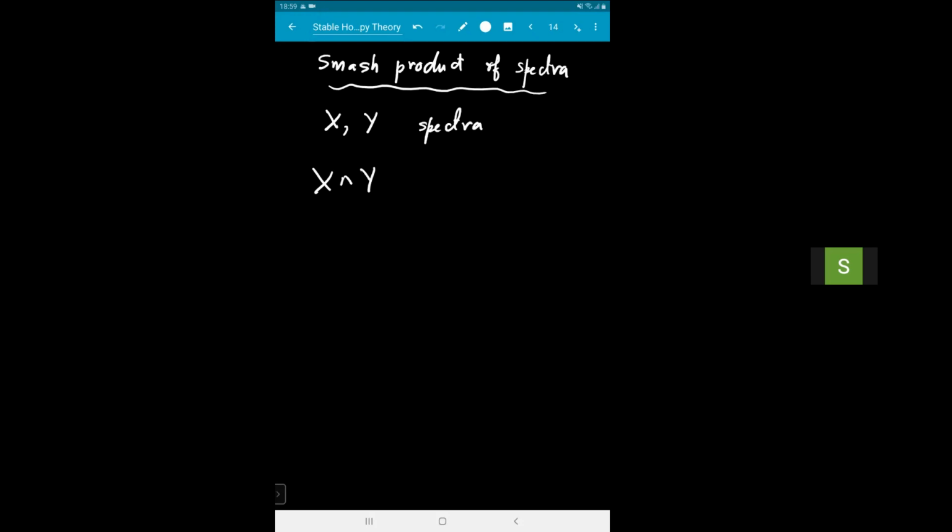If you take sigma n of the smash product, that's again sigma n X smash sigma m Y is sigma n plus m of X smash Y. So this smash product, if I put it in level n, this should somehow be related to the wedge over k between 0 and n of X_k smash Y_{n minus k}. So it has to do with this.